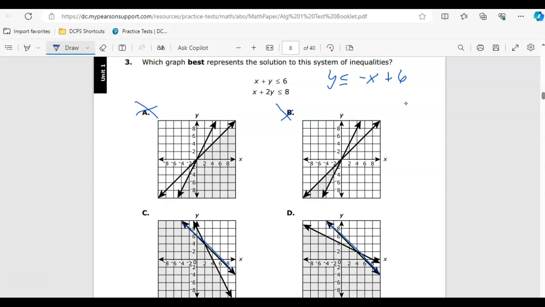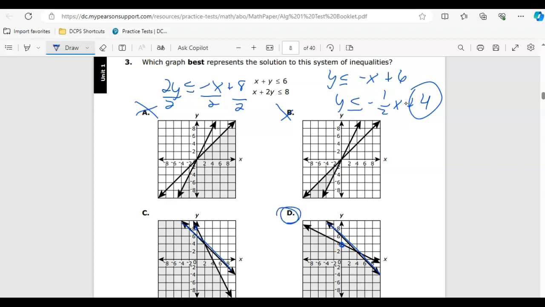Let's look at the other one then. So the other one would be 2y is less than or equal to -x plus 8, but then we need to divide by 2. So we would get y is less than or equal to -1/2 x plus 4. The y-intercept here is 4, and so that would be this line here. Here the y-intercept is 8, but we know that from this equation our y-intercept is 4, so our best answer has to be D. That's the only one it can be.